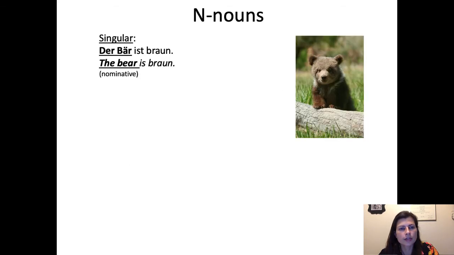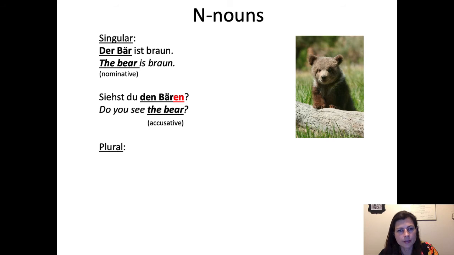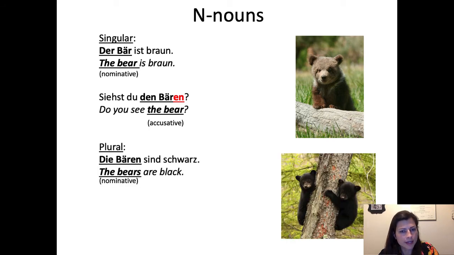So we can look at singular. Der Bär ist braun, nominative, right? Der Bär. It doesn't have an n. It's just Bär. But then when we put it into the accusative, we want that extra en. So do you see the bear? Siehst du den Bären? Accusative. But let's compare the plural. If it were plural, it would be die Bären sind schwarz. The bears in the nominative, it has the plural ending. It's nominative and it's plural, so it's got a plural ending. But what about in the accusative? Siehst du die Bären?